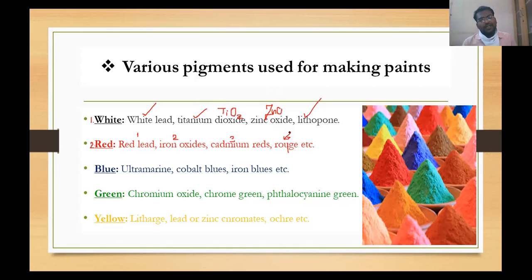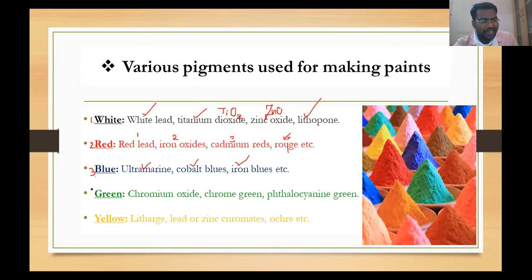Are the pigments that can be responsible for making the red color. Whenever we have to make the blue color, the important pigments used for making the blue color are nothing but the ultramarine, then cobalt blue, then iron blue, etc. are used for making the blue color.